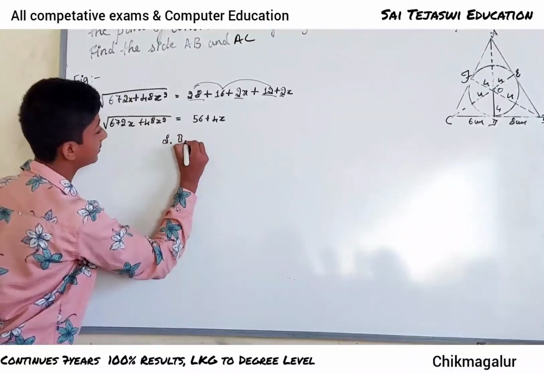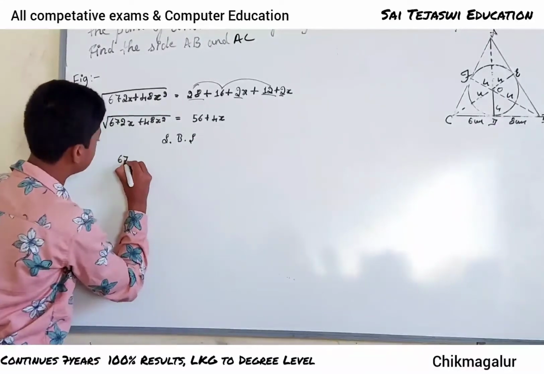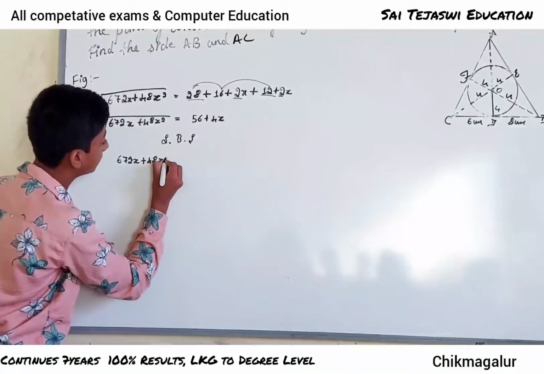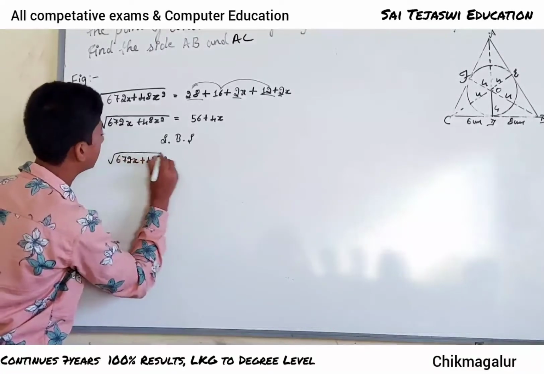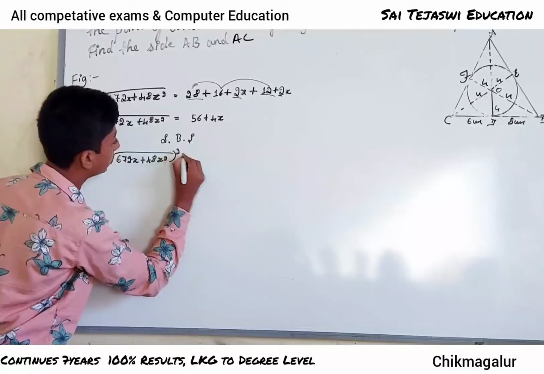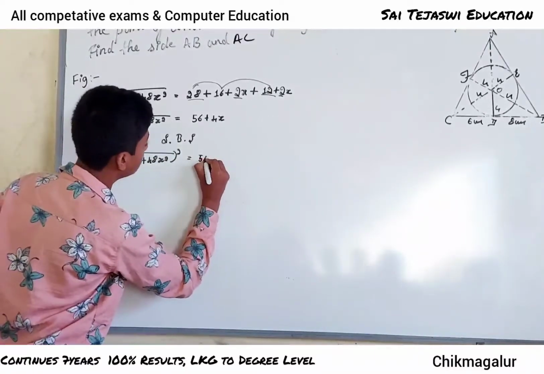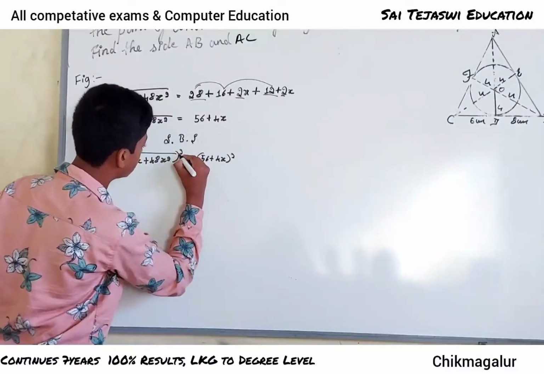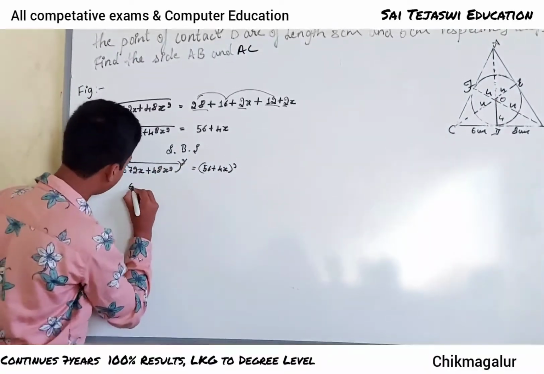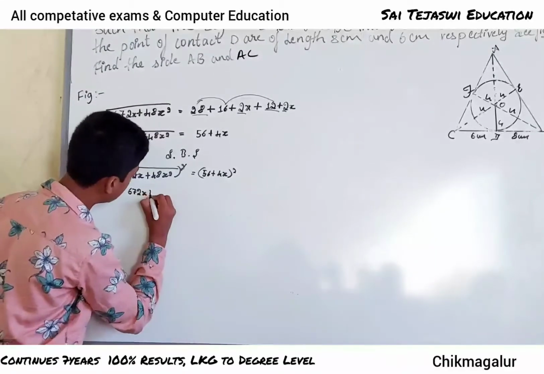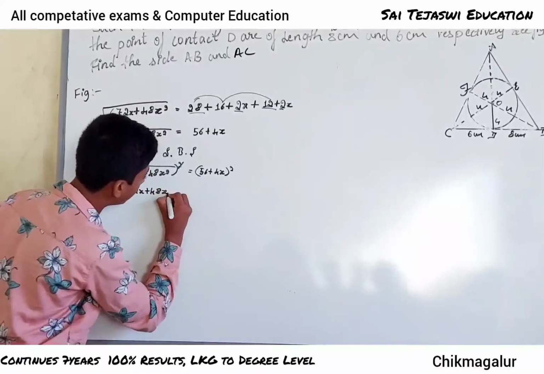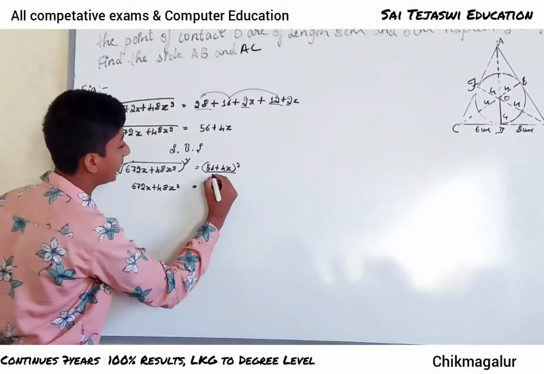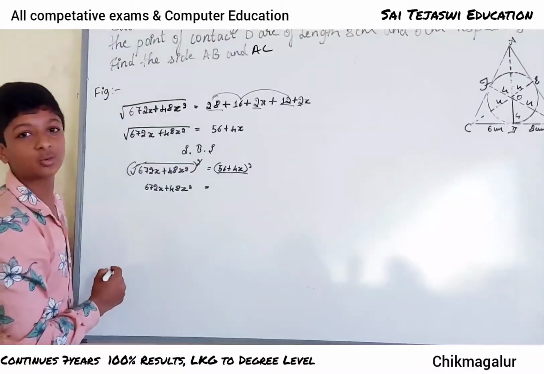Squaring on both sides. So we take this as the root of 672x plus 48x square, whole square, which equals 56 plus 4x, whole square. So now this square and square root get cancelled. Remaining is 672x plus 48x square. Now it is in the form of a plus b whole square. So a plus b whole square is a square plus b square plus 2ab.